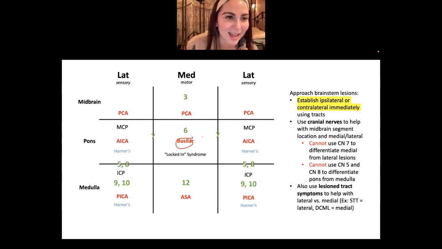You can only move them in adduction, up, and down. Like you can only do what cranial nerve 3 and cranial nerve 4 do for it. So they call it locked-in syndrome because you're sitting there locked in place, and the only thing you can do is move your eyes. You can't speak. You can't do anything.